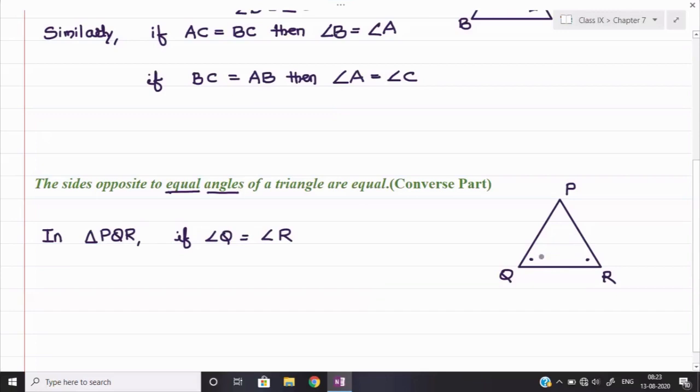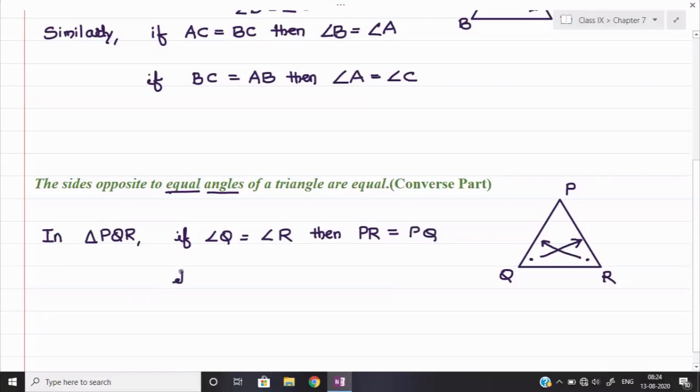In front of angle Q, which side do you find? Observe, we have to find the side in front of angle Q. In front of angle Q, I find here PR. So PR will be equal to, in front of angle R, which side do you find? In front of angle R, you find the side PQ over here. So PR and PQ will be equal.